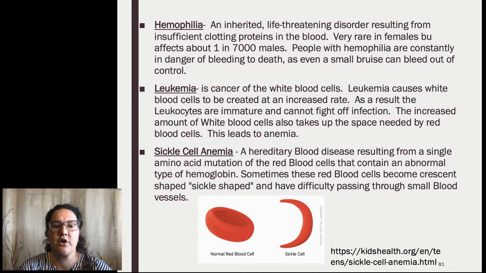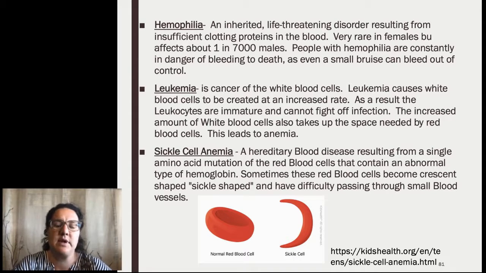Sickle cell anemia is a hereditary blood disorder resulting from a mutation of the red blood cells, which causes them to have an abnormal shape. They're shaped like a sickle, which is a knife that would be used to cut down crops. So these red blood cells become crescent-shaped, and they have difficulty passing through small blood vessels.